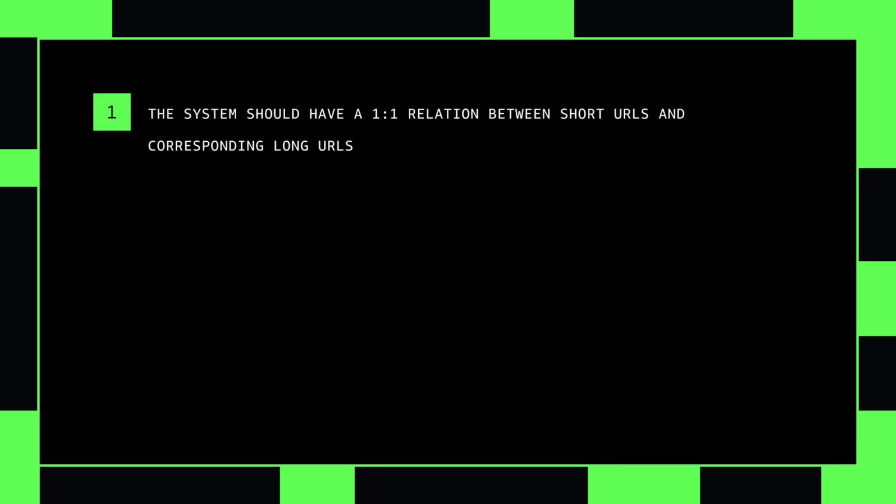We also have to consider the non-functional requirements. You can ask your interviewer if they have any specific non-functional requirements like security concerns or a tech stack limitation. But in general system design quality aspects, let's imagine our priorities are: the system should have a one-to-one relation between short URLs and the corresponding long URL, meaning we want to prevent duplicate short URL generation, or a short URL that points to more than one long URL.